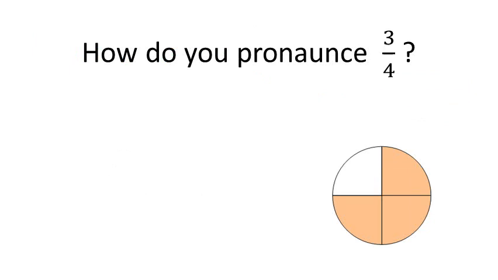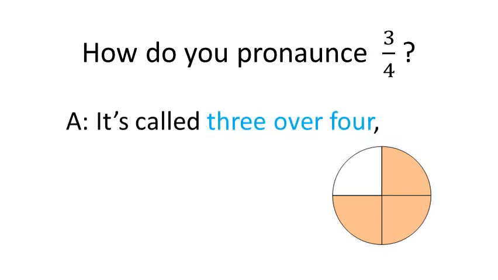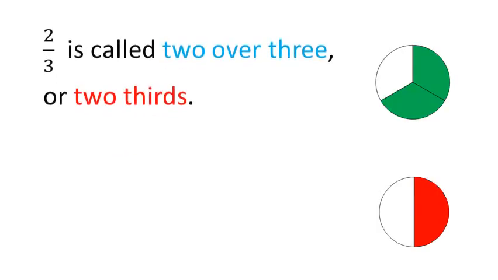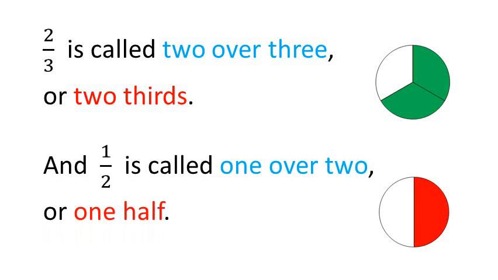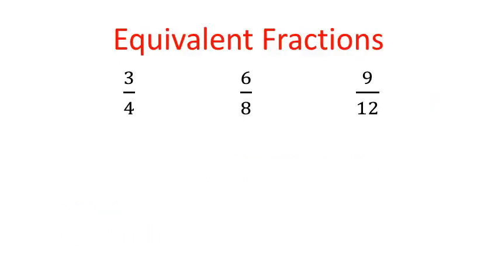Now, how do we pronounce fractions? For example, 3 bar 4 is called 3 over 4, or simply 3/4. In a similar way, 2 bar 3 is called 2 over 3, or 2/3. And 1 bar 2 is called 1 over 2, or 1/2.